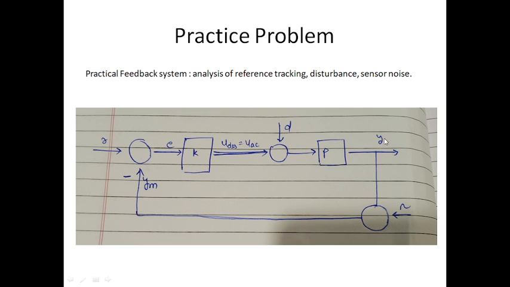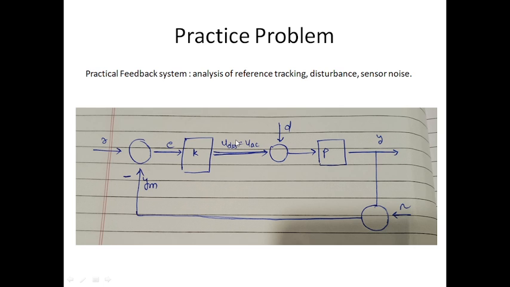Now I'll give a problem for you to solve. This is a practical feedback system where we consider the disturbance and the sensor noise acting in a feedback system. So the objective again is to find y in terms of r. I'll want you to solve this.